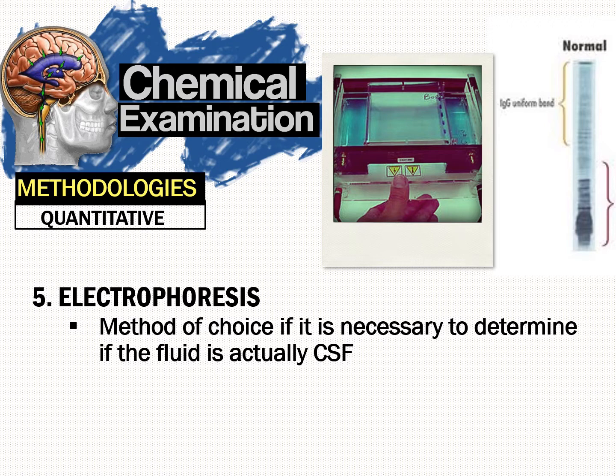Electrophoresis is the method of choice when we need to know if the fluid that we're handling is actually CSF, and identification that our specimen is actually CSF is based on the presence of tau. As you can still recall, tau is a protein unique to CSF. This is never found in serum.